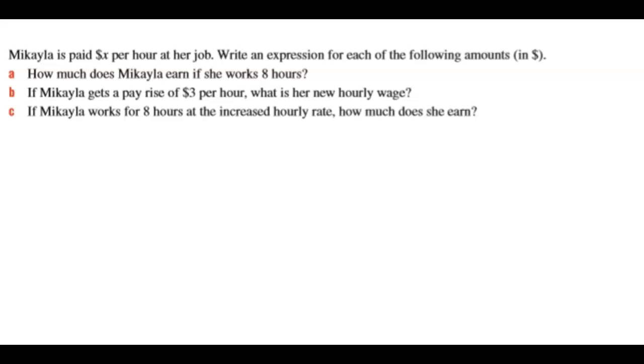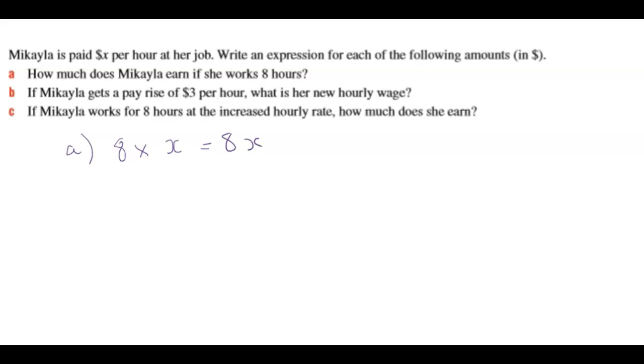All right, let's move on to the last question. Michaela is paid x dollars per hour at her job. Write an expression for each of the following amounts in dollars. So question A, how much does Michaela earn if she works 8 hours? She's working 8 hours, so there's going to be 8 times how much she gets paid. And she gets paid x dollars. We don't know how much it is. So it's just going to be 8x, 8 times x, 8x.